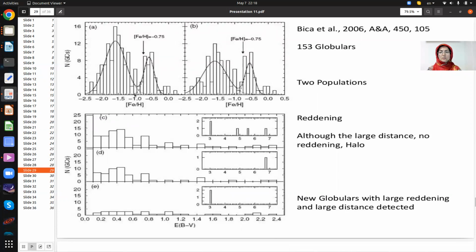You see two populations of globular clusters for 153 globular clusters. And you see here the reddening: although they have large distance, there is no reddening in the halo, and new globulars with large reddening and large distance were detected.